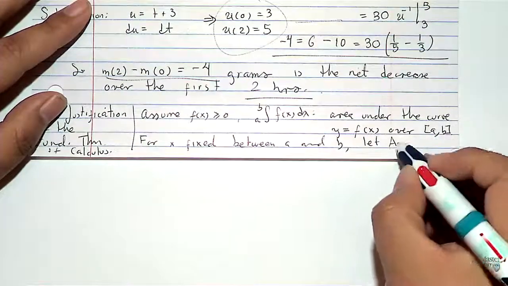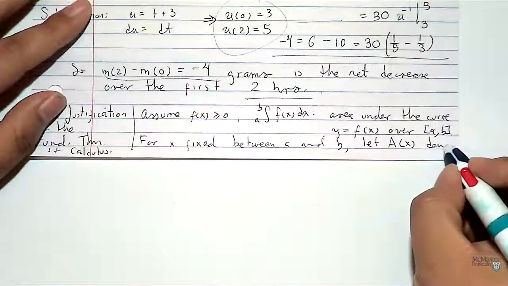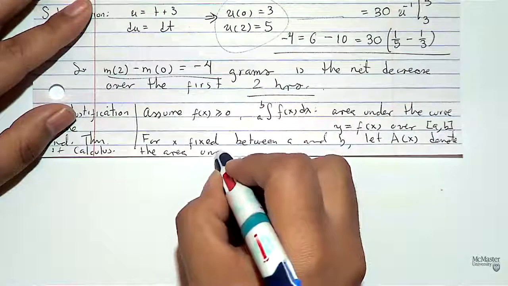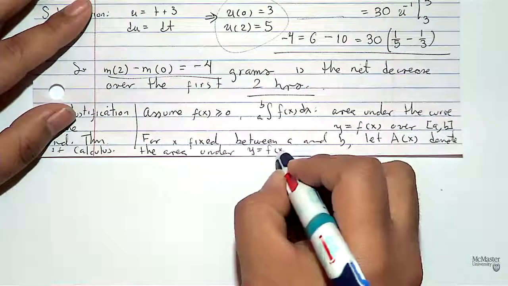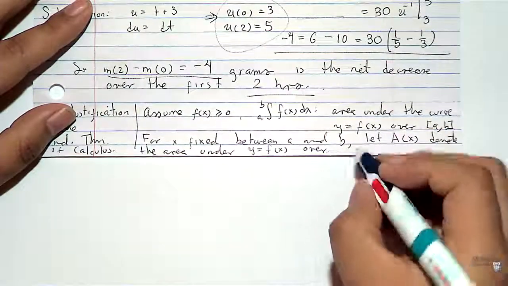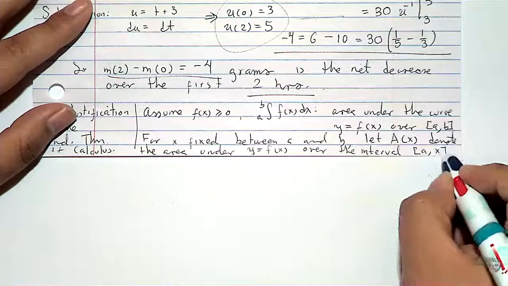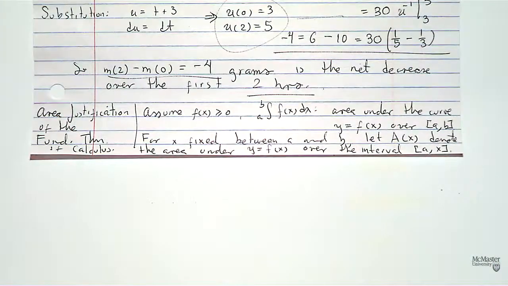So you let a function A of x denote the area under the curve y equal to f of x, but now it's over the interval a x. So you notice the difference? Before you had the domain a b, right? And you had the area below the curve over the whole domain. Now what you're doing is you choose a value of x in the interval, and you compute only the area between a and x. It's different, right? It's less area, in a way.